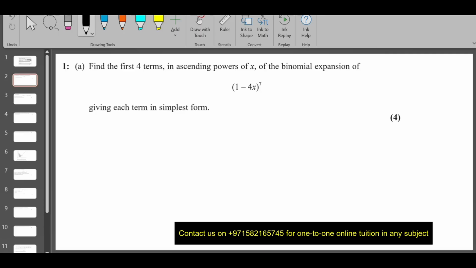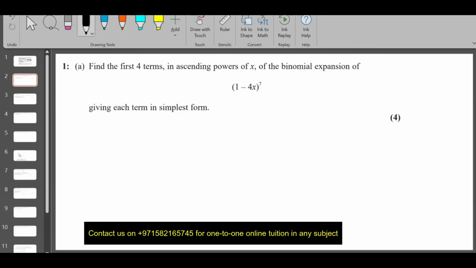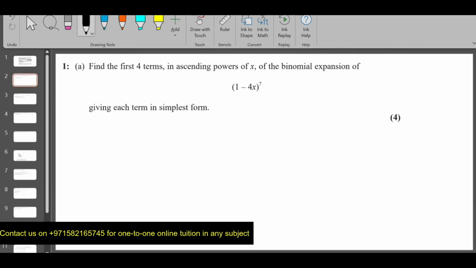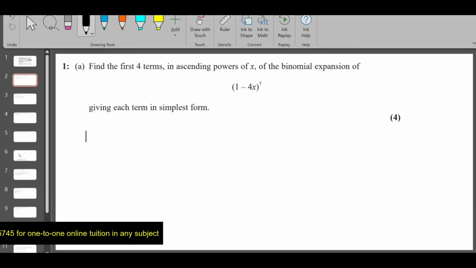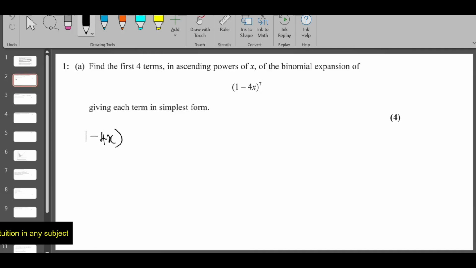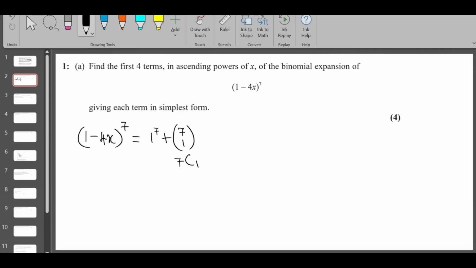It's a 4-mark question. If you look at the data booklet, the formula for the binomial expansion is given. So we are going to apply the binomial expansion by taking 1 as the first term, minus 4x as the second term, and 7 as the power n. So the formula is a to the power n plus nC1, a to the power n minus 1, b, the second term, to the power 1. You can write it this way also, both are correct.